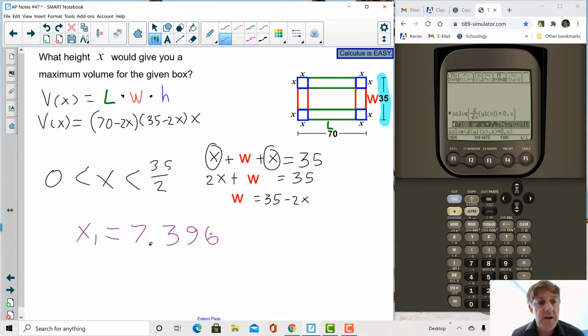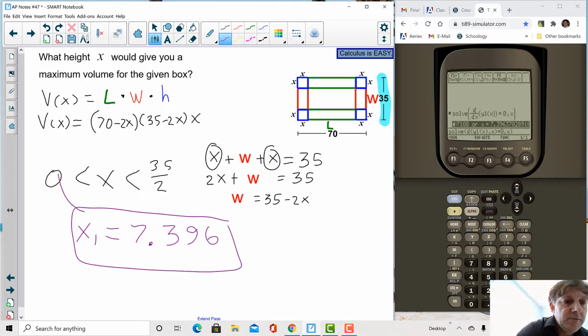Now if I wanted to find the maximum volume, I would plug that critical number into our volume formula. Remember we saved that in y1. But here it's just asking what height x would give us a maximum volume. So we're done. Our final answer is x equals 7.396.